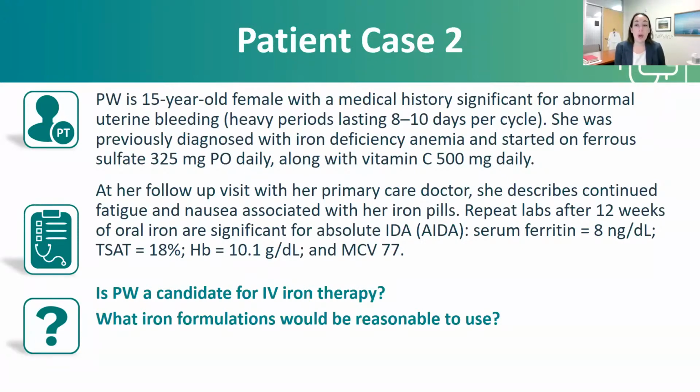And after 12 weeks, so a good 3-month course, her ferritin remains low at 8. Her transferrin saturation is 18%. Her hemoglobin is 10.1 and MCV is 77. So we know she has a microcytic anemia that's persisted despite 12 weeks of therapy. Her ferritin is still low, so my cutoff is at least a 15. I usually aim for 20 for these patients. The questions here are, is she a candidate for IV iron therapy, and what formulations would be reasonable?